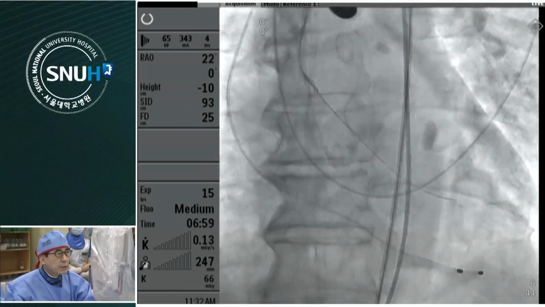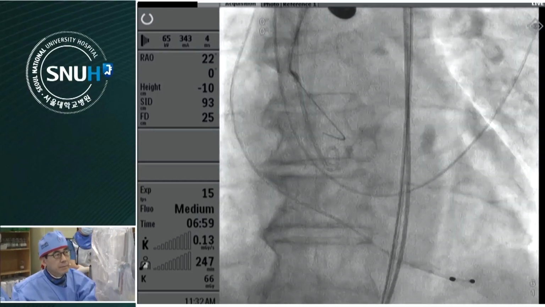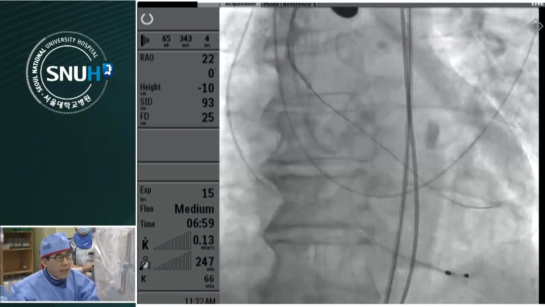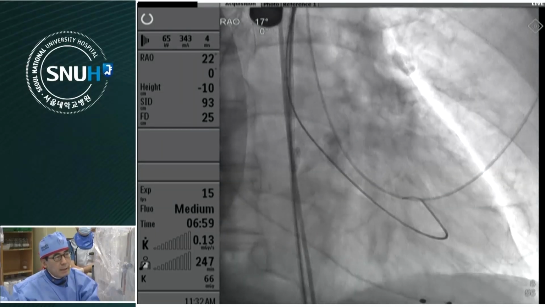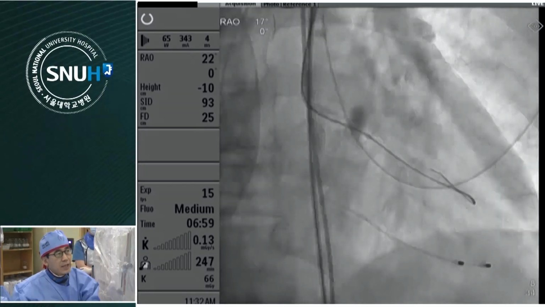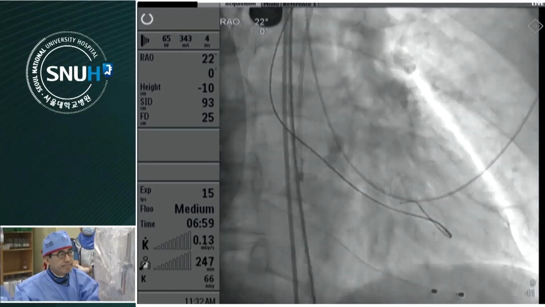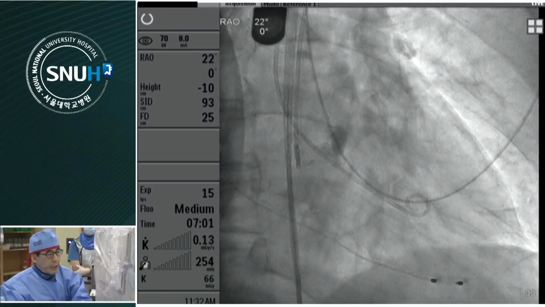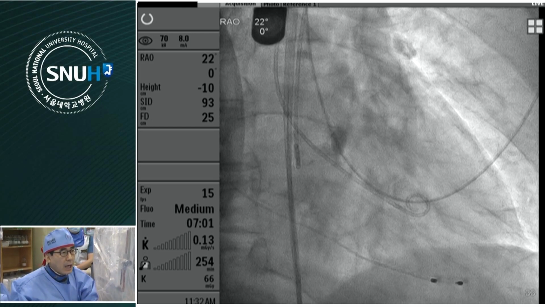Then I put the straight wire into the left ventricle and advanced a diagnostic catheter into the LV. Then I put in the wire with a curved end and exchanged the catheter with the pigtail. Now we put the pigtail in the left ventricle and measured the pressure difference between the aorta and LV.